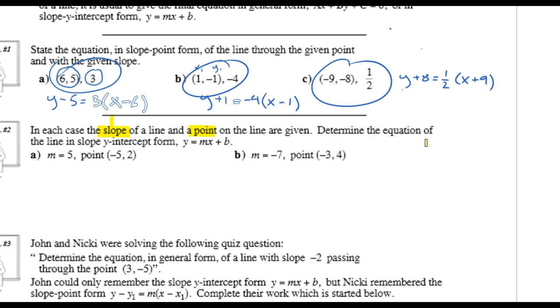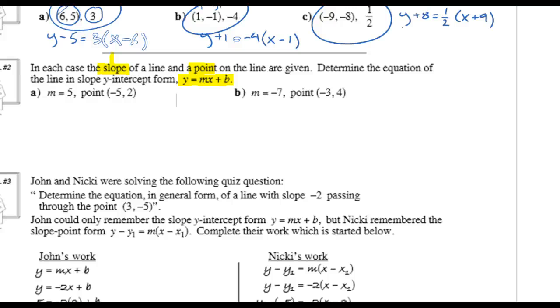Determine the equation of the line in slope y-intercept form. Okay, so now I have to finish off. Once I get my equation in point slope form, I need to go back into the y-intercept form. All right, so you're going to have to do some algebraic manipulation. Let's go ahead and do our equation first.